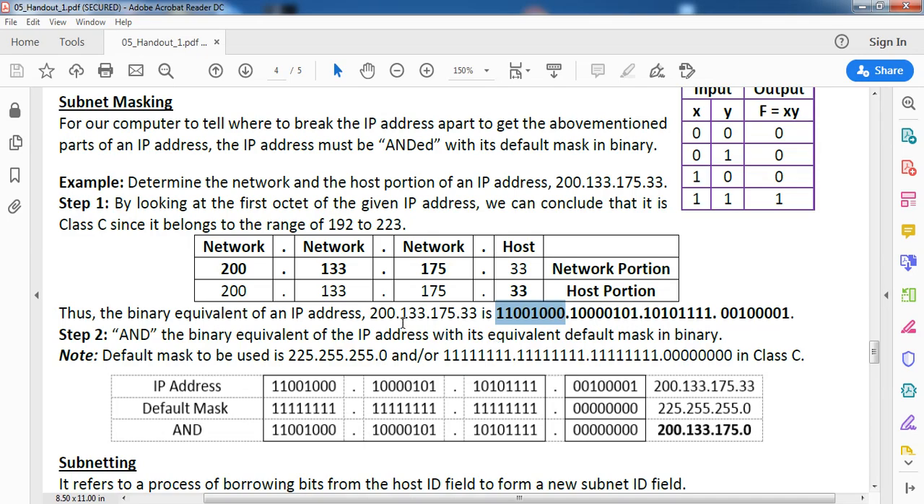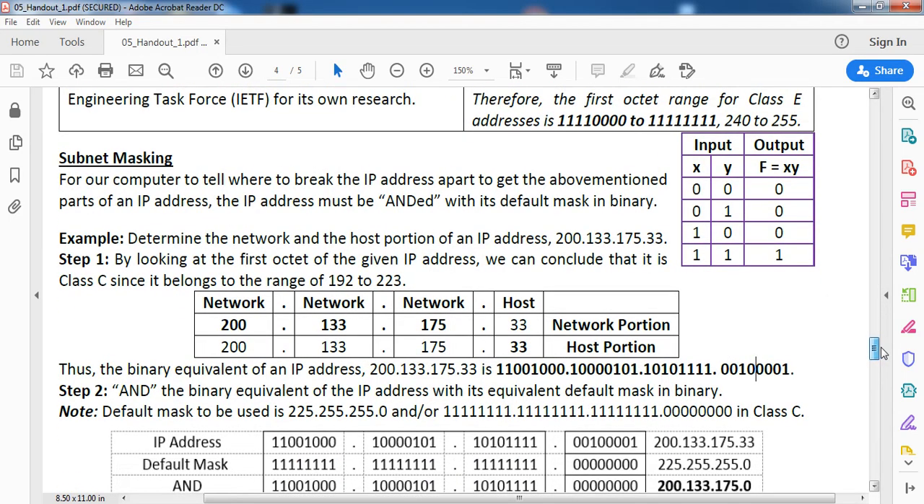If we follow the same procedure for 133, 175, and 33, we'll be able to get these equivalent binary IP addresses, which is the one shown here. Okay? Then we apply a default mask at the bottom, which is composed of 24 ones and then zeros at the end. Now, what we do is we pair each of the numbers and we do an AND logic function between the IP address and the default mask per bit.